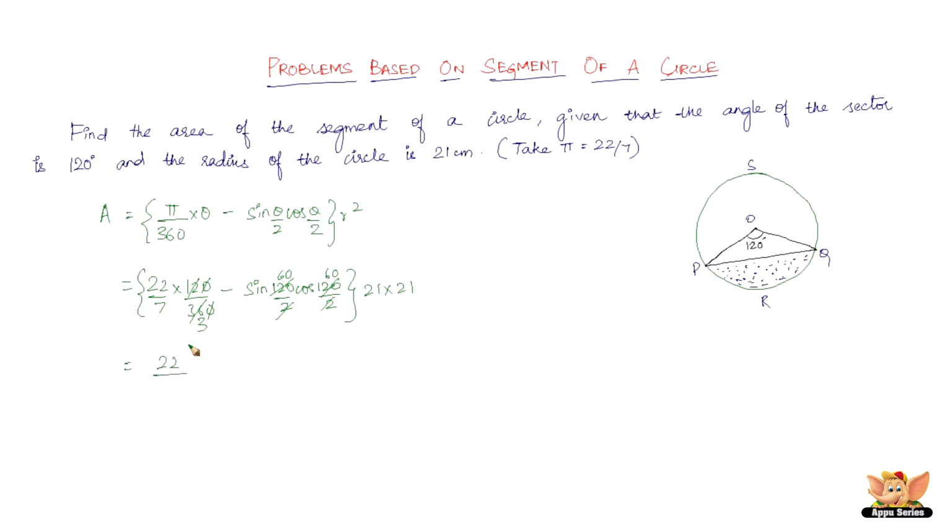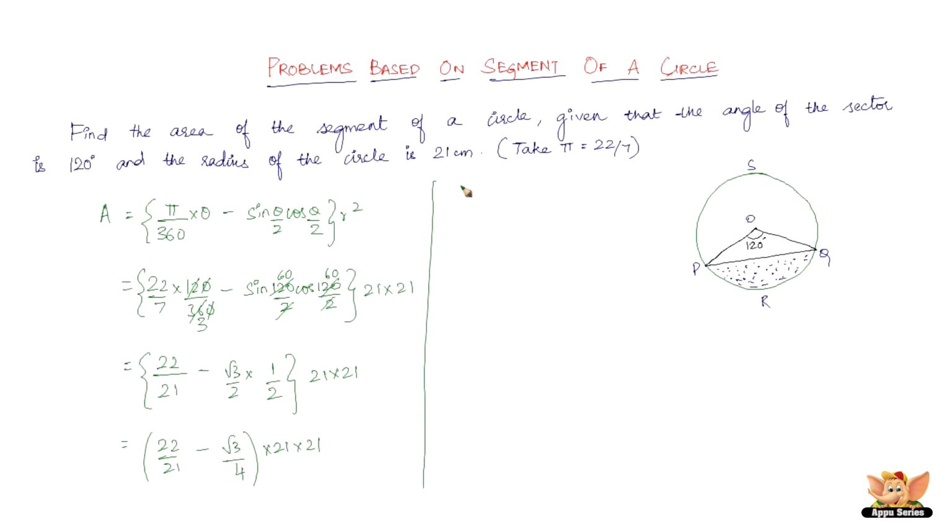22 divided by 21. 7 times 3 is 21, minus sine of 60 degrees is root 3 by 2, times cos 60 is 1 by 2, the whole multiplied by 21 times 21. So now we've got to solve this part inside the brackets first. So we've got 22 by 21 and minus root 3 by 4. The whole times 21 times 21. So let's continue here now.